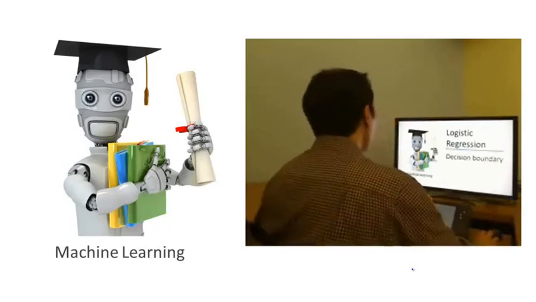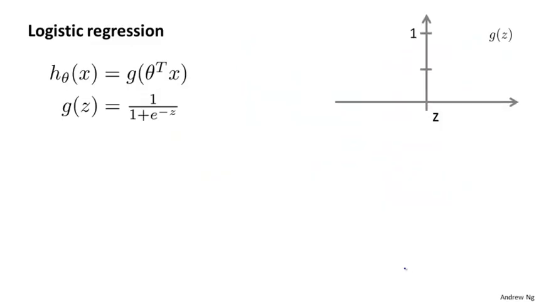To recap, this is what we wrote out last time, where we said that the hypothesis is represented as h of x equals g of theta transpose x, where g is this function called the sigmoid function, which looks like this. So it slowly increases from 0 to 1, asymptoting at 1.